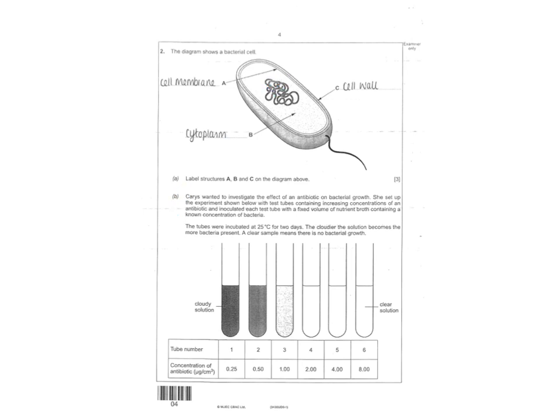Caris wants to investigate the effect of an antibiotic on bacterial growth. She set up the experiment shown below with test tubes containing increasing concentrations of an antibiotic and inoculated each test tube with a fixed volume of nutrient broth containing a known concentration of bacteria. The tubes are incubated at 25 degrees for 2 days. The cloudier the solution becomes, the more bacteria present. A clear sample means there's no bacterial growth.